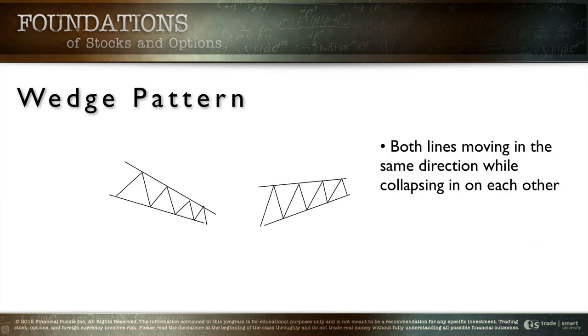Again, take a look at this picture here. Both lines are moving the same direction while collapsing on each other. Both of these pictures here. Notice that this line is going downhill. This line is going downhill, but they're still collapsing. Does that make sense to you guys? I don't know how to explain it any other way. They're converging, but they're going in the same direction.